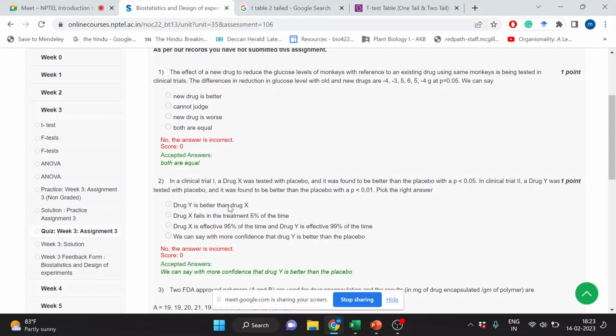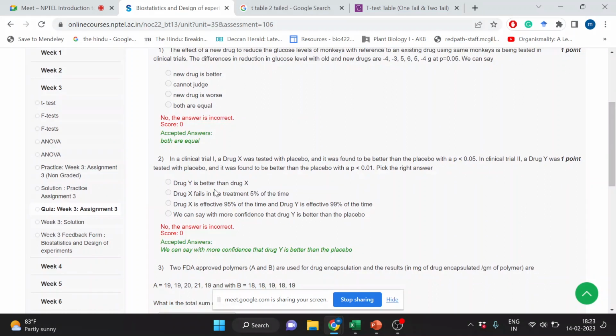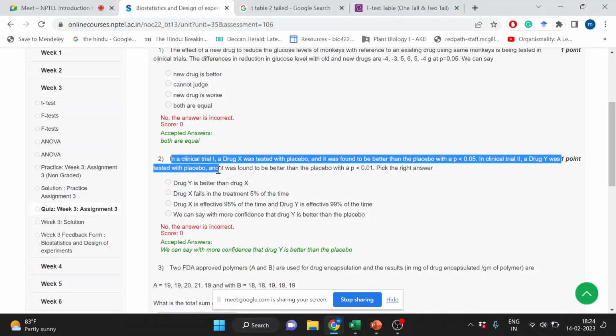So these are your options. I hope you can read them. Drug Y is better than X, drug X fails in the treatment 5% of the time, drug X is effective. Let's take them one by one. Is drug Y better than drug X? Can you tell this to me just by reading this?